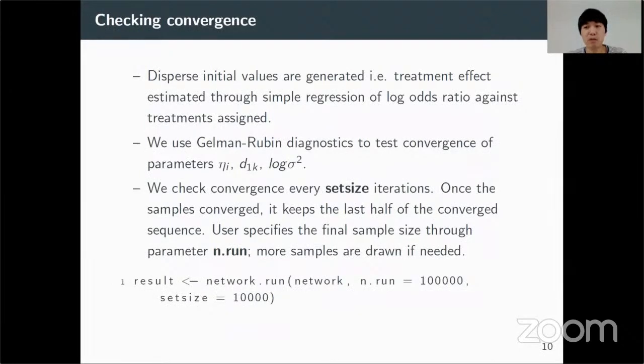Additional details that we have include checking convergence. So even if the user didn't specify the initial values, we generate dispersed initial values, and then we use the Gelman-Rubin diagnostics to test convergence of parameters such as the eta_i, the baseline risk, the average treatment effect, d, and the heterogeneity. We check convergence every set size iteration, and once the samples are converged, it keeps the last half of the converged sequence. If the user requires more sample size, we can specify it through the parameter called n.1.